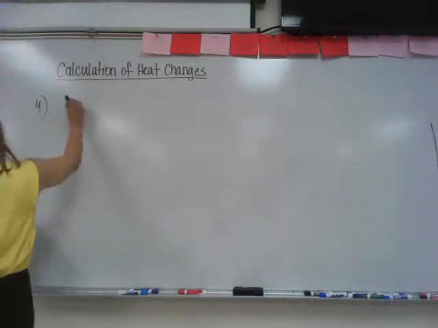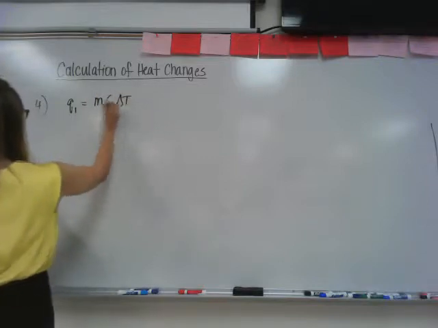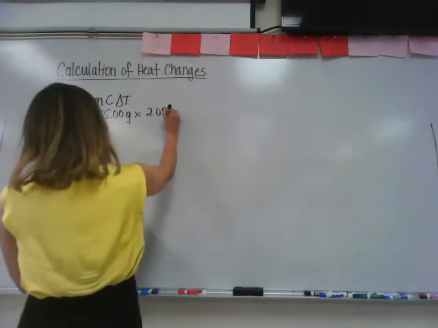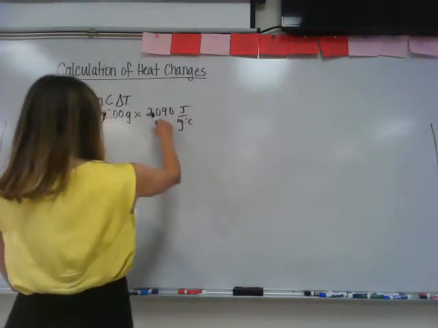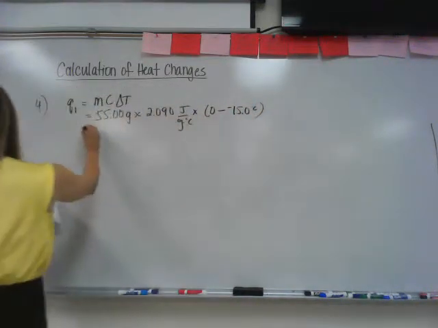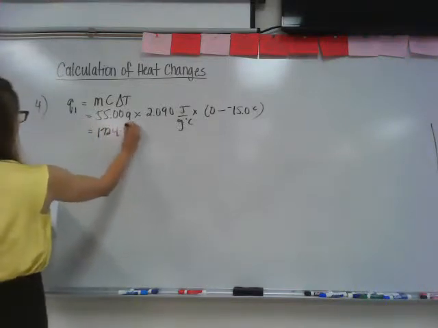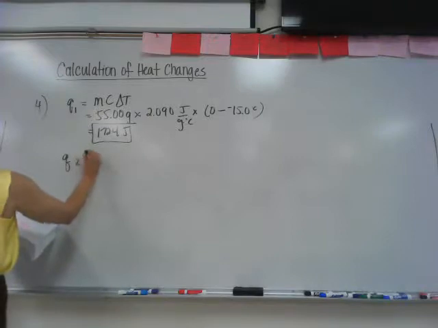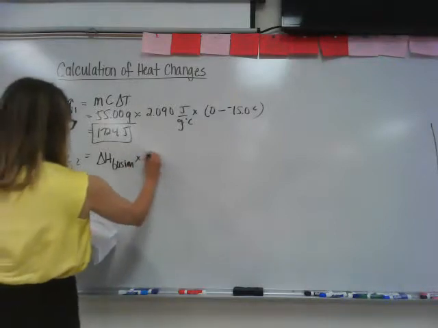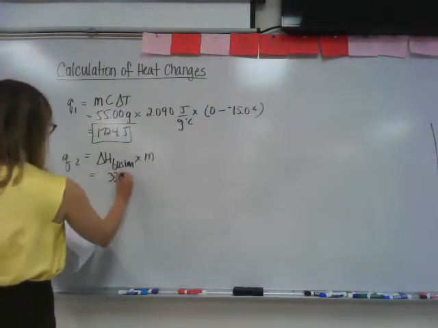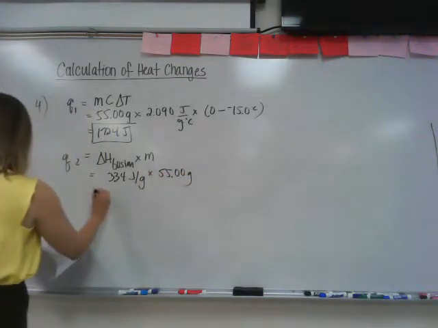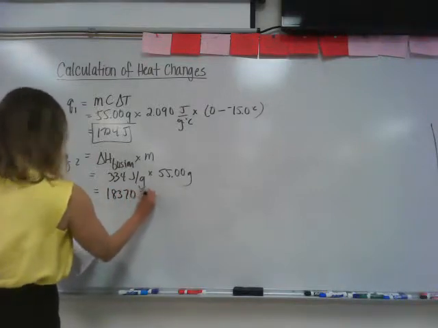Okay? So what I would do is your first Q value is going to be mc delta T. This is 55 grams times 2.09, because you have ice, so that would be your heat capacity for ice. And then it's 0 minus a negative 15 degrees Celsius. You're going to end up getting 1724 joules for Q1. Q2, that's going to be the heat of fusion, because this is a phase change, times the mass. So this is going to end up being 334 joules per gram times 55 grams. You'll end up getting 18,370 joules.